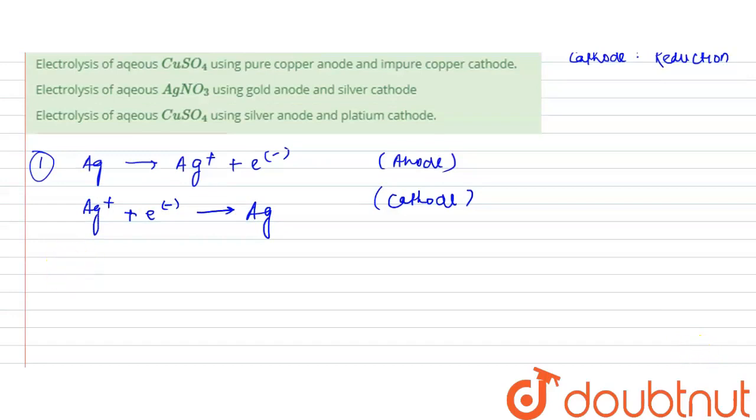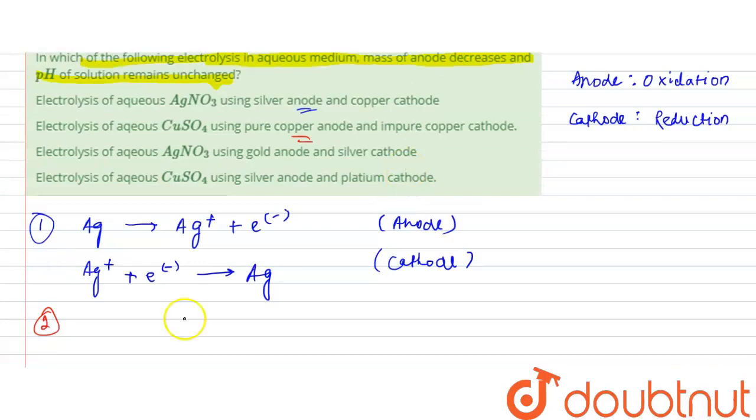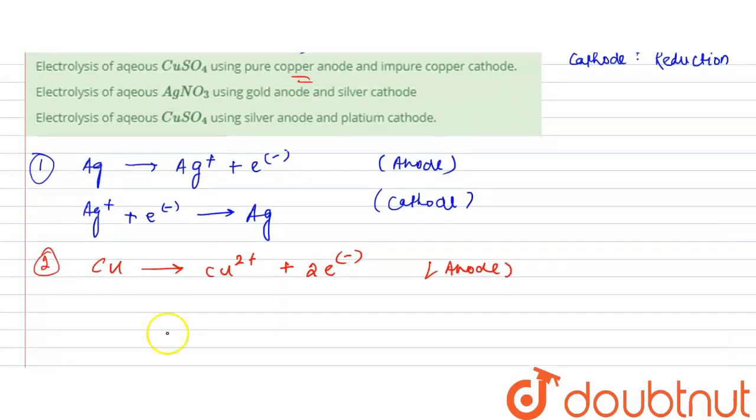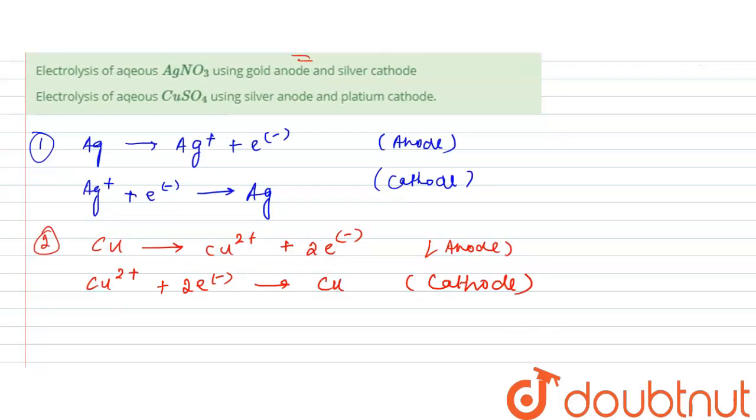Now let's see the second part. The compound given to us is CuSO4, right? First of all, you have a copper anode. So when you have a copper anode, definitely the oxidation reaction takes place and copper will get converted to Cu2+ plus 2e minus. This is the anode reaction. Now at cathode, the cations will migrate towards cathode, and Cu2+ plus 2e minus is going to give you Cu. This is the cathode reaction, right? So finally you have got these two reactions.